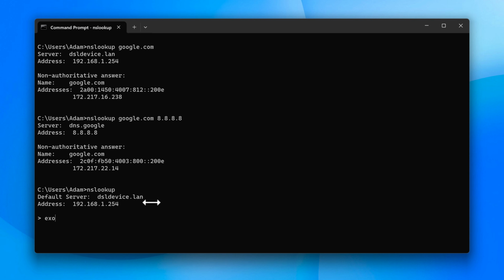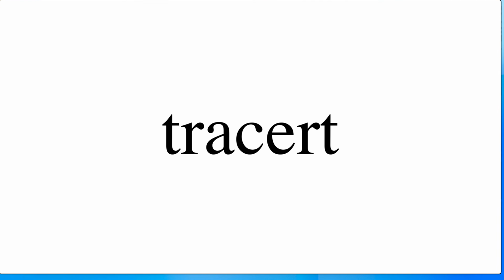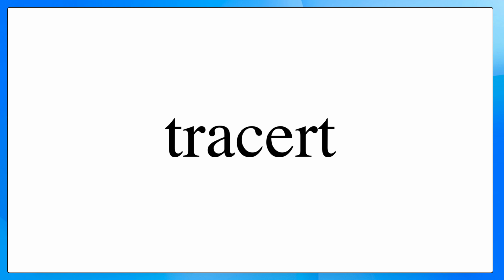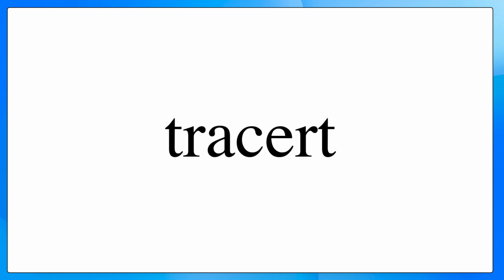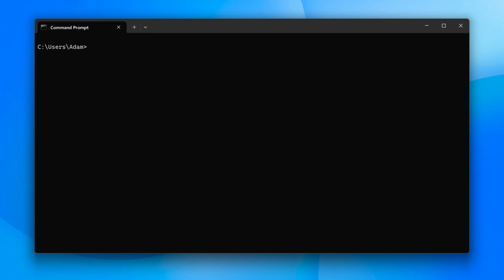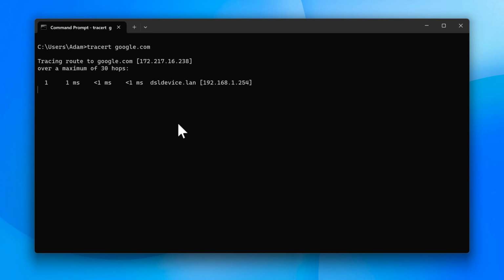Type exit to quit. tracert, trace route, maps the complete path your data takes from your PC to a destination, showing every router hop along the way and how long each one takes. tracert google.com traces the route to Google, displaying each intermediate router, its IP address, and the round-trip time for 3 packets sent to it.